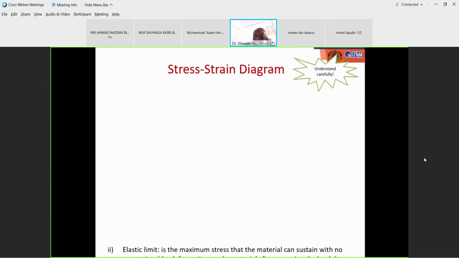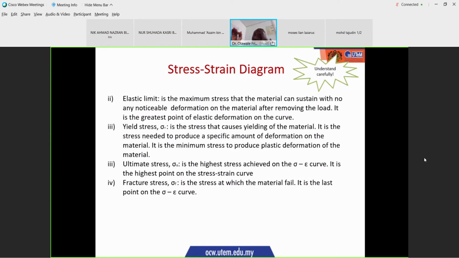Your elastic limit is the maximum stress that the material can sustain without any noticeable deformation after removing the load. So that means when you remove the load, the material returns back to original position. The maximum stress that your material can return back to original position is your elastic limit. Then your yield stress. Yield stress is the stress that can cause yielding of your material. That is the stress needed to produce a small amount of permanent deformation on your material.